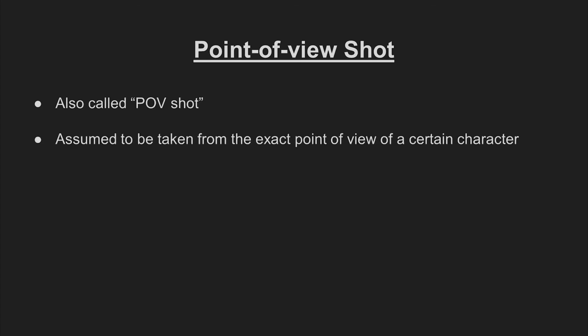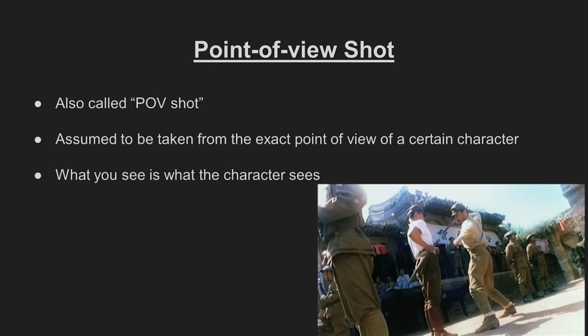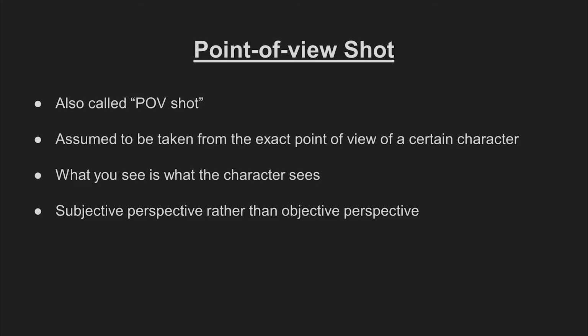The point of view shot is also known as the POV shot. A POV shot is assumed to be taken from the exact point of view of a certain character. What we see is what the character is seeing. The POV shot is distinct in that it provides the subjective vision of a character within a film's world, rather than the seemingly objective vision of the filmmaker.